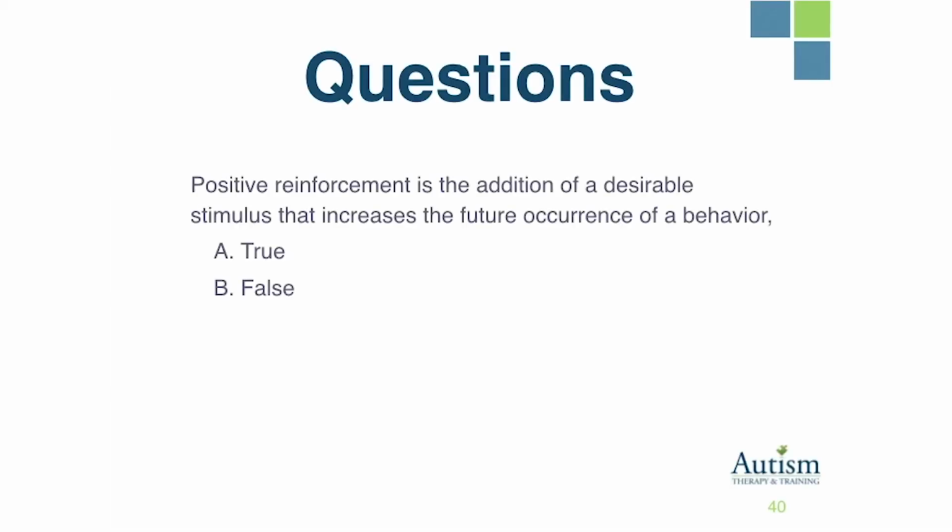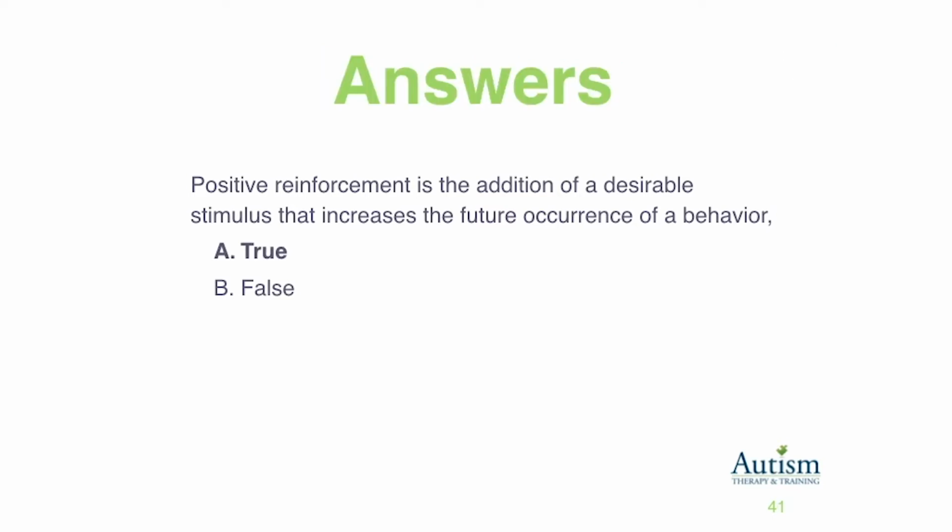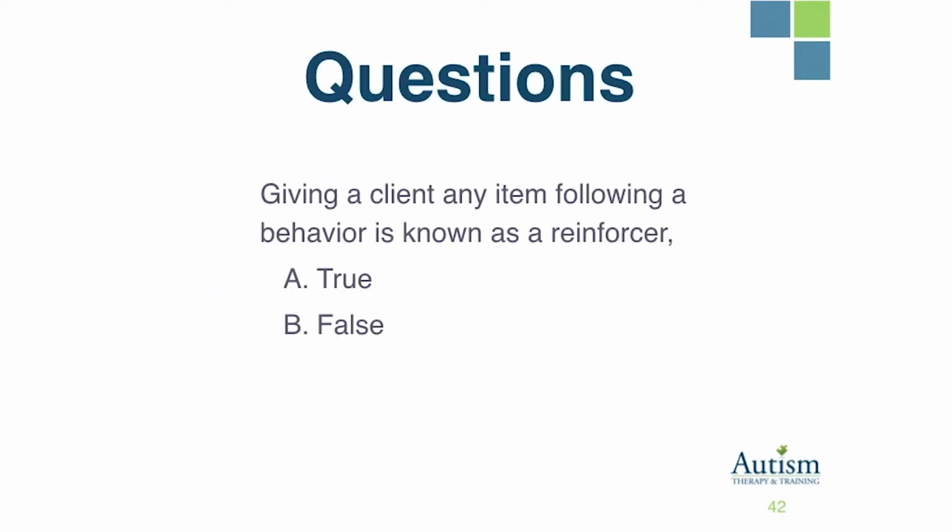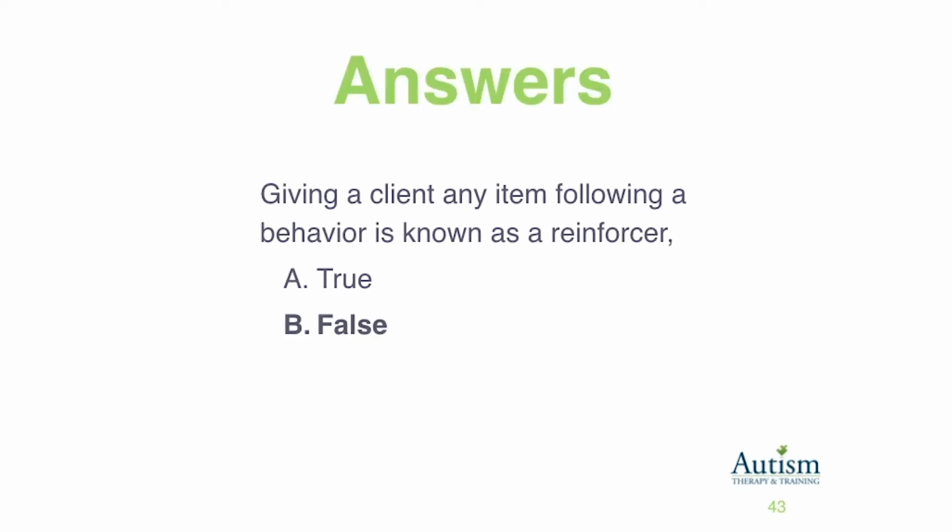Positive reinforcement is the addition of a desirable stimulus that increases the future occurrence of a behavior. True or false? The correct response is A, true. Giving a client any item following a behavior is known as a reinforcer. True or false? The correct response is B, false.